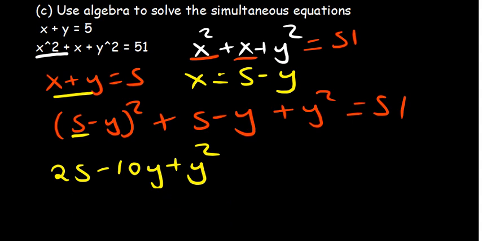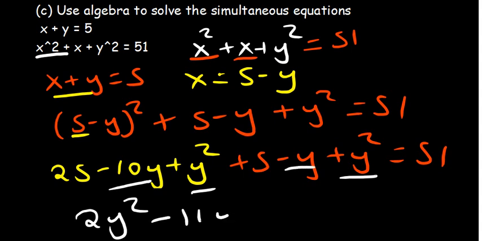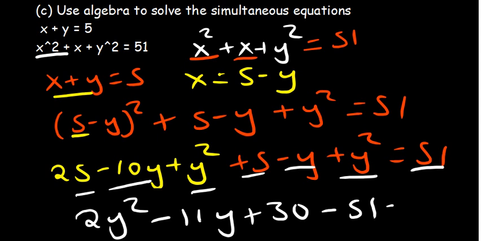So we have plus 5 minus y plus y squared is equal to 51. Do we have like terms there? y squared plus y squared is 2y squared. Negative 10y minus y is minus 11y. 25 plus 5 is 30. That one can come to the other side, it will be minus 51 equal to 0.